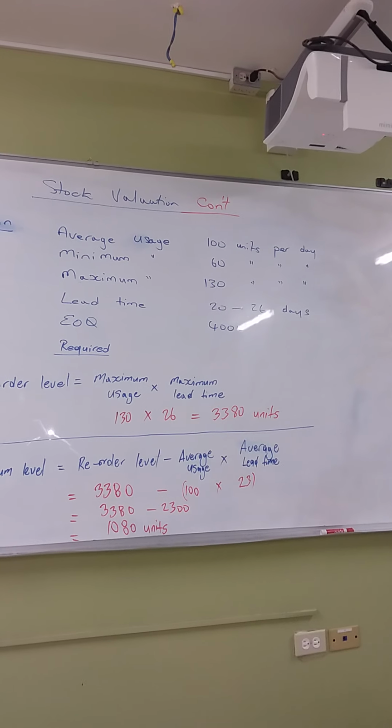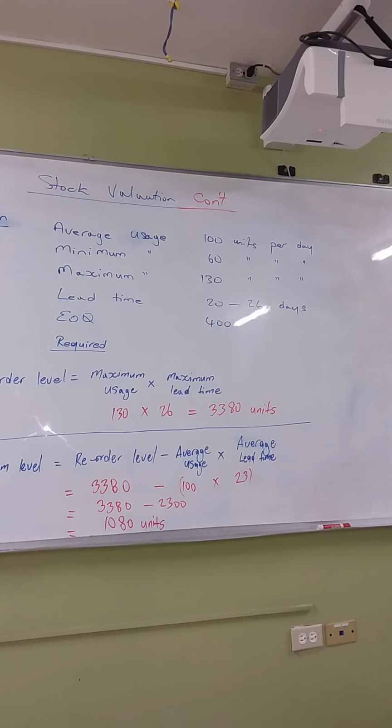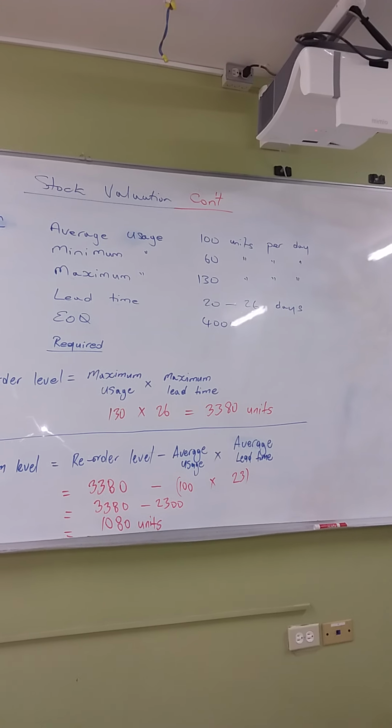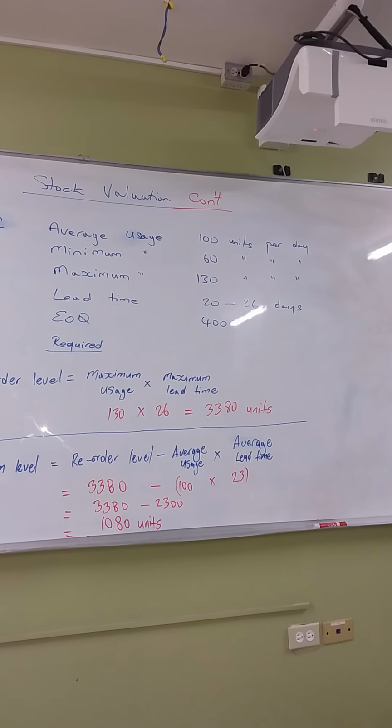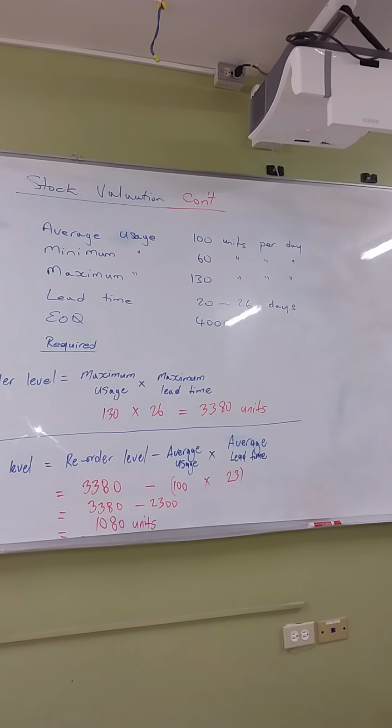Meaning that you run out of stock. You don't want to also have too much goods in your inventory, because if you have too much goods in your inventory, you run the risk of those goods becoming what? Obsolete. So you want to have the right amount of goods in your inventory. So that is what EOQ stands for, the economic order quantity.